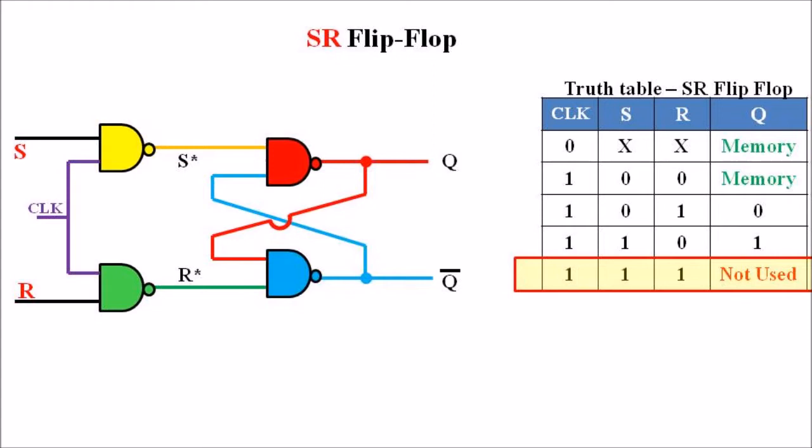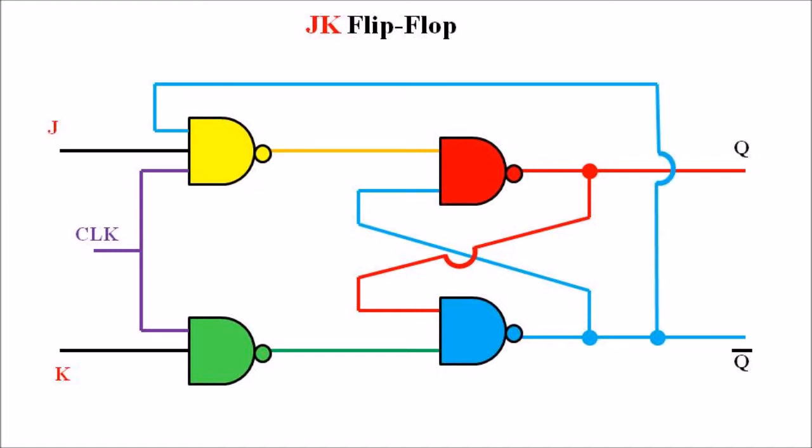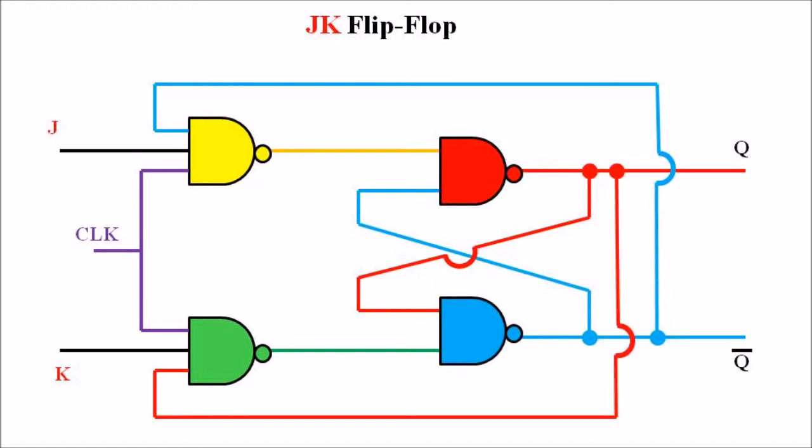This is the drawback of an SR flip-flop, and this drawback can be overcome with the help of a JK flip-flop. So the JK flip-flop is just a modification of this SR flip-flop in order to accomplish the last condition, that is S equal to 1, R equal to 1 should be implemented. So in the circuit diagram of the JK flip-flop, we are making some modifications. In the first case, we are providing the output Q complement towards the input of the first NAND gate, and also the output Q is feeding towards the input of the second NAND gate.